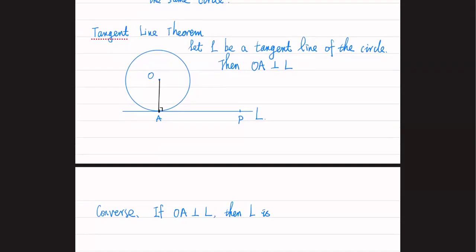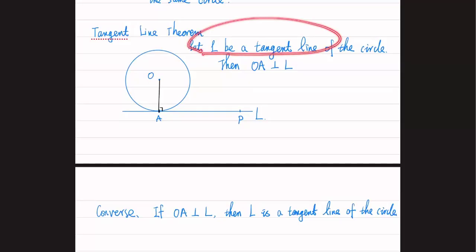Okay, Jessica, let's finish. What must L be? A tangent line of the circle. Yes, it's a tangent line of the circle. So this time we go backward. Initially, if we know it's a tangent line, we conclude it must be perpendicular. Now the converse: whenever we have a perpendicular intersection, then this line must be a tangent line.